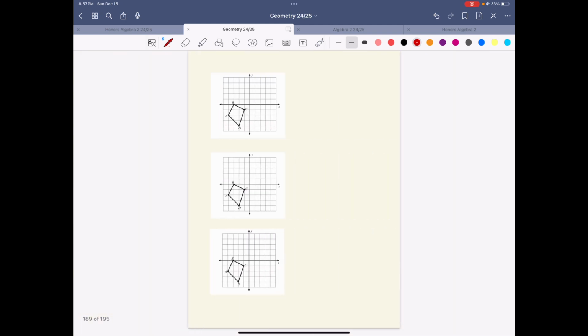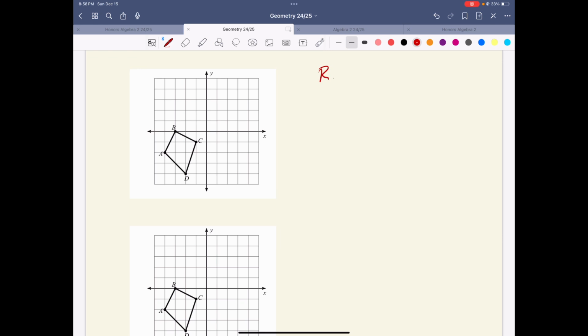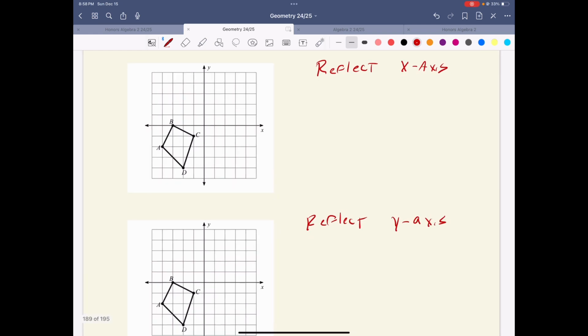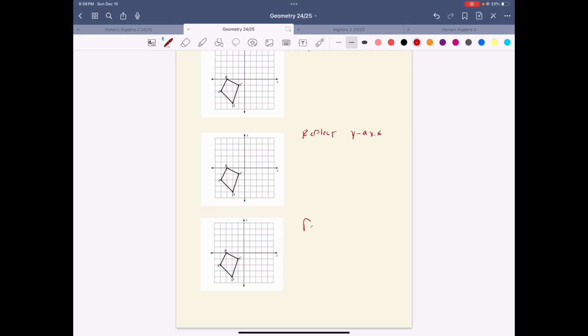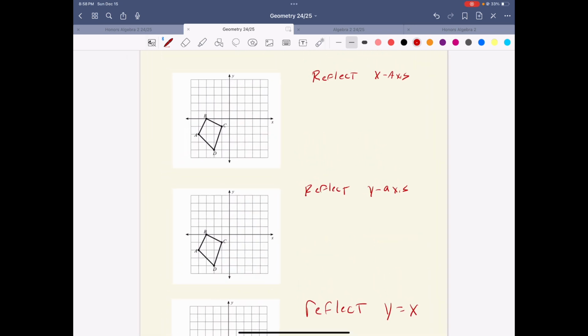Second type of question you're going to have today is you're actually going to be given the graph. And then you're going to be asked to reflect it over the x-axis. You're going to be asked to reflect it over the y-axis. And the last one then, obviously, we're going to be asked to reflect, nice handwriting by the way, over y equals x.